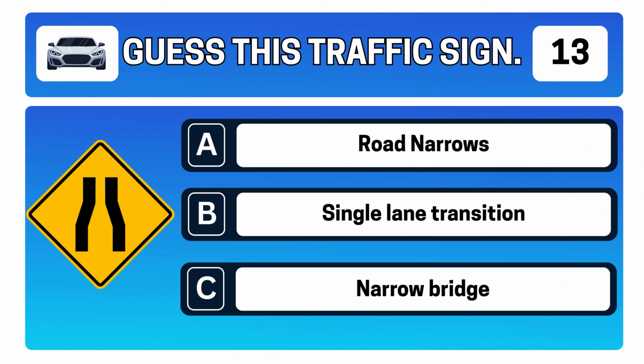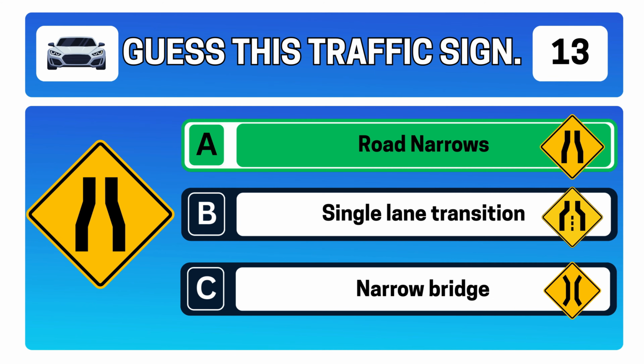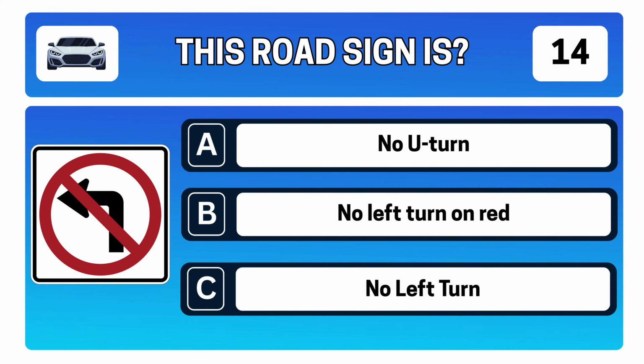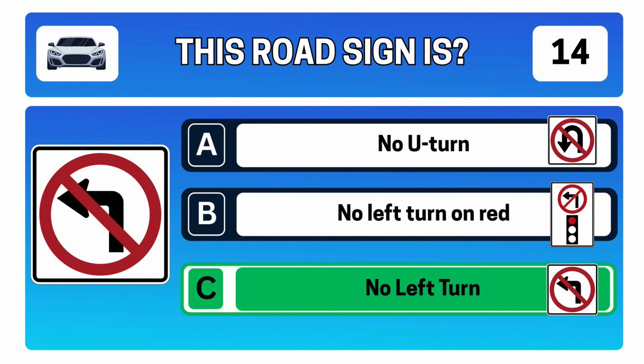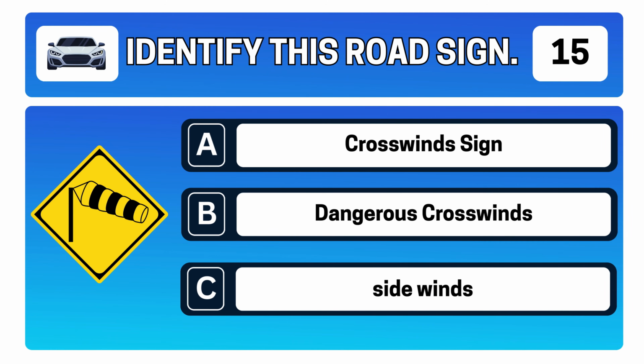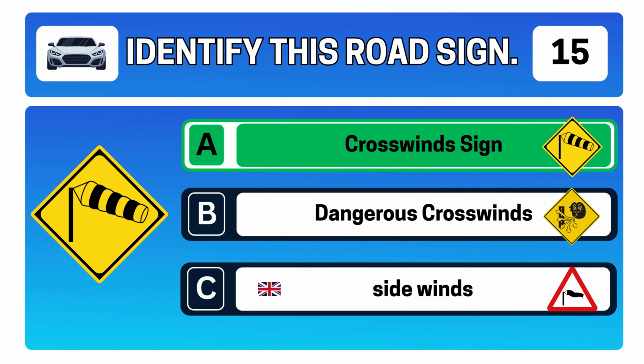Guess this traffic sign. Good observation. This is the road narrows sign. This road sign is exactly. This is the no left turn sign. Identify this road sign. Nicely recognized. This is the crosswind sign.